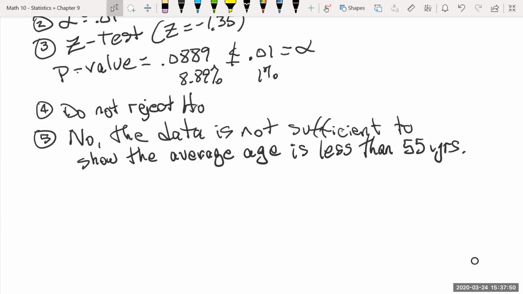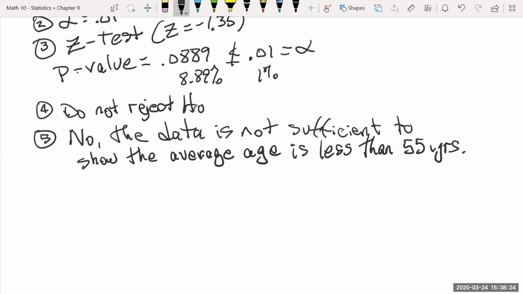Notice, had alpha been a 10% significance level, we would have rejected the null hypothesis because it was less than 10%. So that one's kind of right in that gray area. Oftentimes in research they won't state the conclusion for you. They will tell you the p-value and let you come to your own conclusion as to whether you feel that's significant enough. Since they had stated alpha was 1% in this case, we do not reject. No, the data is not sufficient to show the average age is less than 55 years.